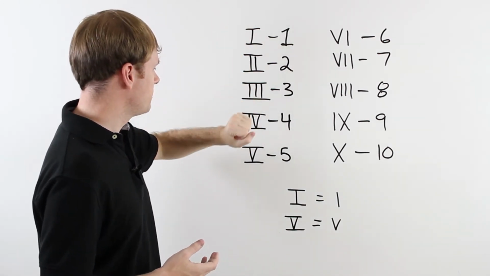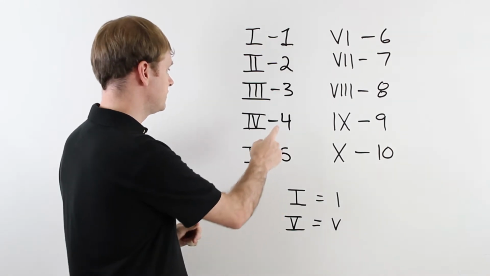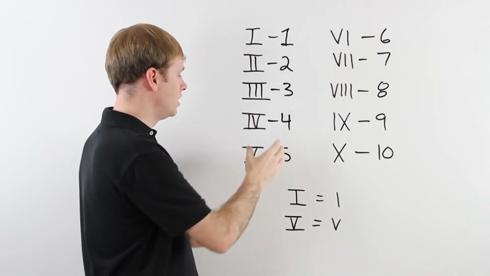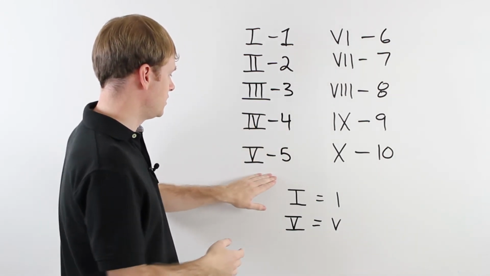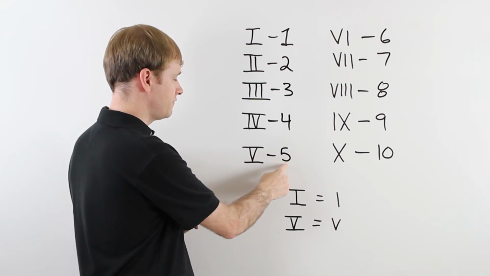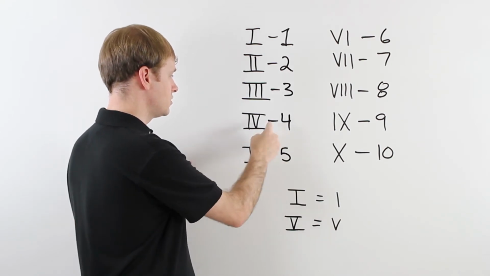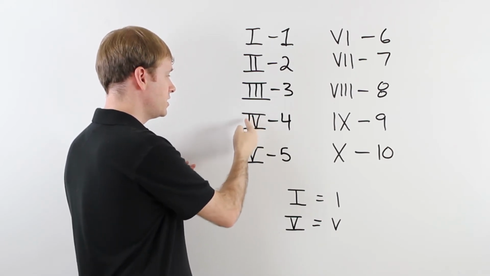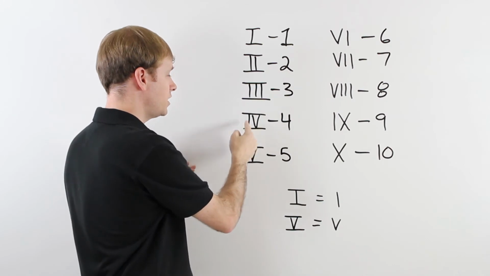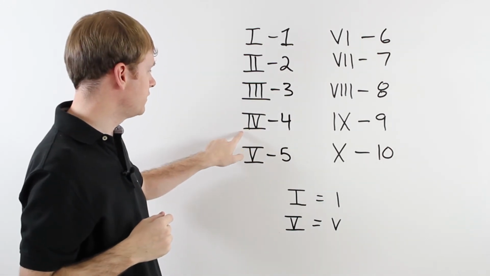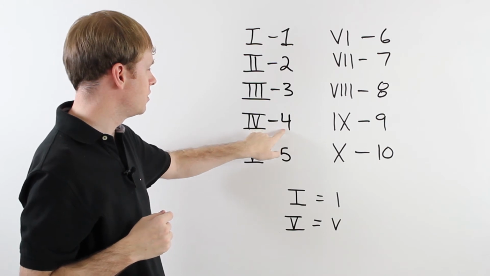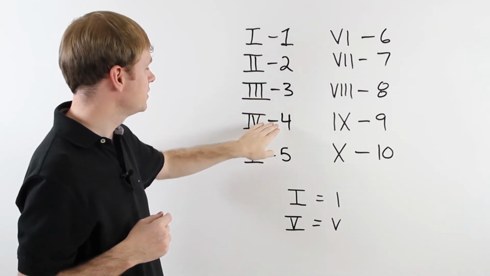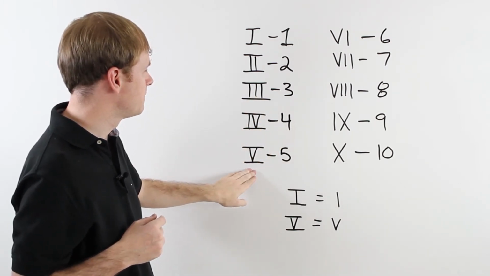So 1, 2, 3, and the next one is 4. And it looks like this, IV. Now, what is V? Well, quickly, let's go to 5, and you can see V is 5. All right, V is 5. So let's go back. V, we know this is 5, and I is 1. So I is 1 before 5, and that's 4. Okay, so one number before 5 is 4, and then 5.